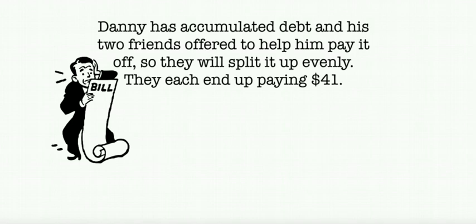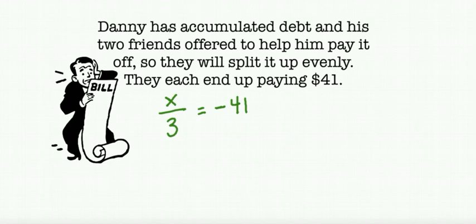So here, Danny has accumulated debt, and his 2 friends offered to help him pay it off. So they will split it up evenly. They each end up paying $41. So Danny has debt. We are not sure how much, so we could use x to represent that. And his 2 friends offered to help him pay it off. So now his 2 friends are helping him, so that's in total 3 people. So his debt is being divided by 3 people. And they each end up paying $41. And we want to figure out how much his debt was initially.